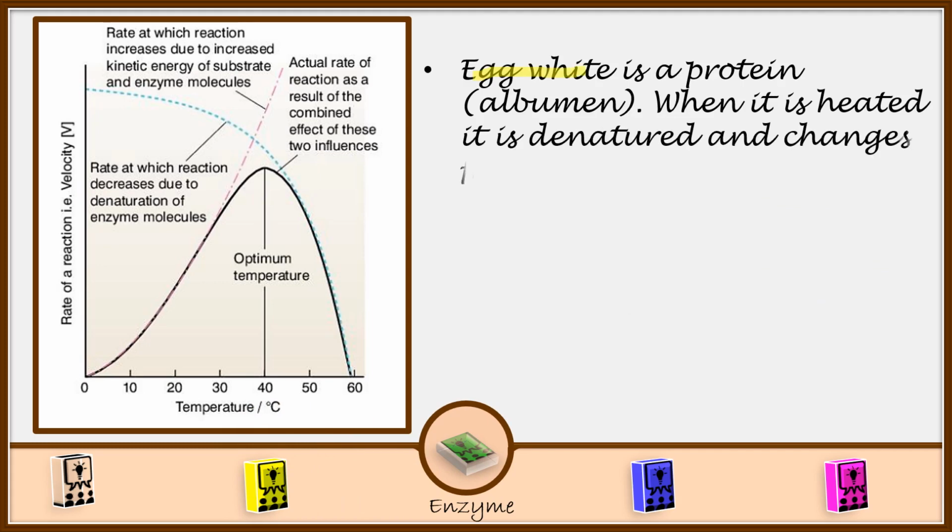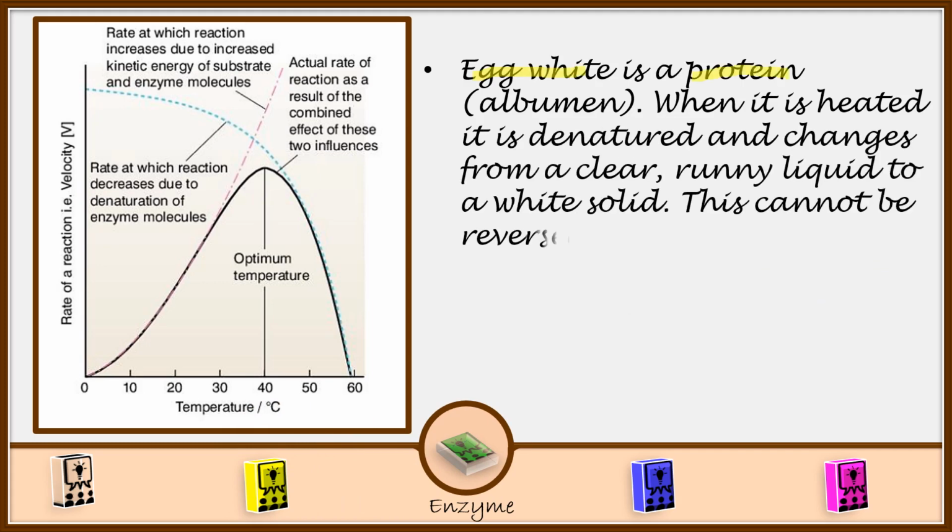Egg white is a protein, albumin. When it is heated, it is denatured and changes from a clear runny liquid to a white solid. This cannot be reversed. We have seen eggs. If you have ever broken an egg, you will see a yolk, which is always yellow, but there is the albumin, which we call the egg white.